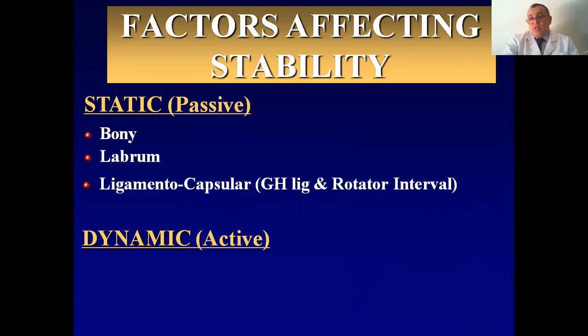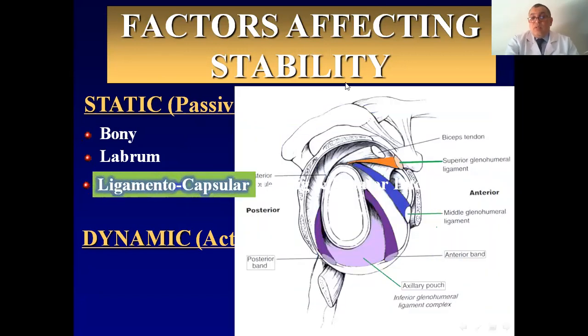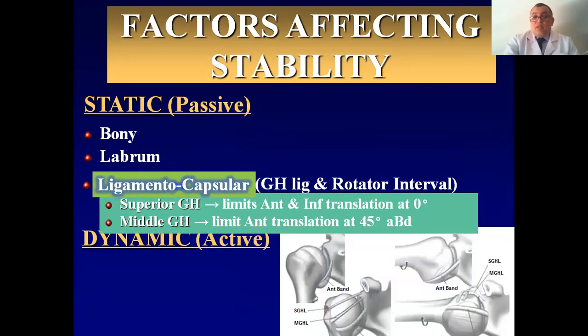The ligamentocapsular structures, as we've said, can be divided into the glenohumeral ligaments and the rotator interval. The glenohumeral ligaments are formed of the superior glenohumeral ligament, middle glenohumeral ligament, and the inferior glenohumeral complex. The superior glenohumeral ligament is tight at 0 degrees of abduction, and this limits the anterior and inferior translation. The middle glenohumeral ligament is tight at 45 degrees of abduction, limiting anterior translation in such a position.